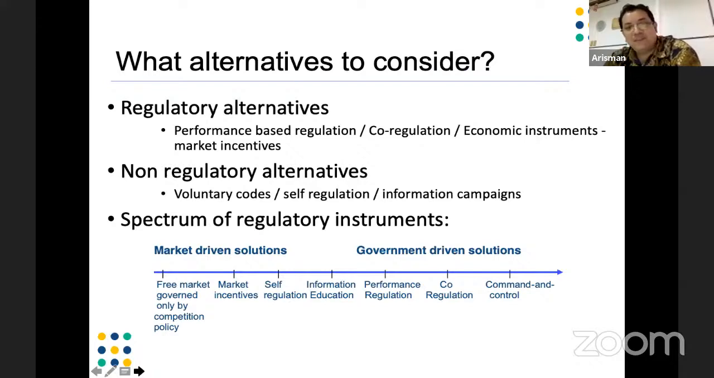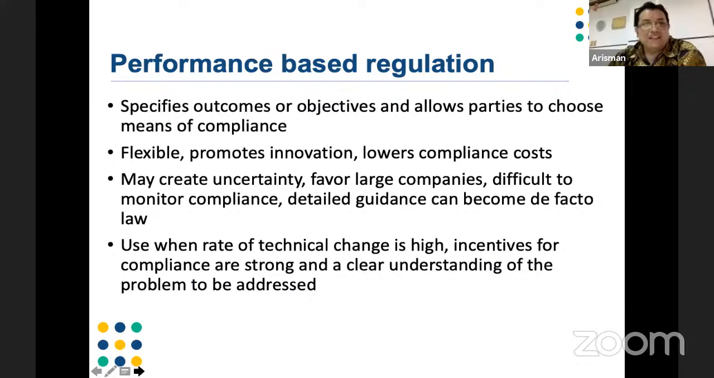And then there's also a spectrum of regulatory instruments. On one side, we call it a market-driven solution. So this is based on market incentive. And on the other side is a government-driven solution. It should be command and control. When we are discussing pandemic disease, this should be more on the government-driven solution, not market-driven solution.